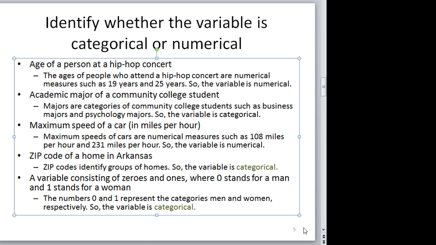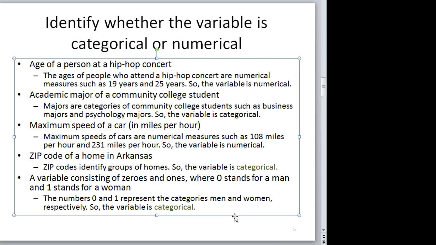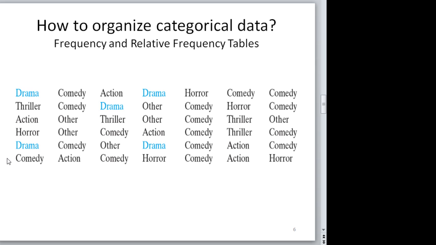Now, there you go. Now you can see that slide number right there, right? So if you have any question about this particular page, you can always email me and refer to this slide number right there. So if you have a question on page 5 about the maximum speed of car being numerical, then you can email me about this. All right, let's go to the next slide.